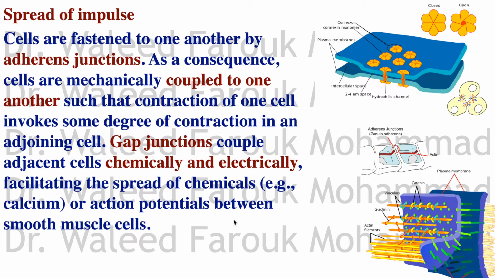Now, to make sure that there is contraction all over the cells of the smooth muscle, they are connected by two types of junctions. One connects the skeleton of the cells to each other, and it's called adhesion junctions. This is a mechanical junction that makes sure that the cells are coupled to one another, and the contraction of one cell invokes some degree of contraction in an adjoining cell.